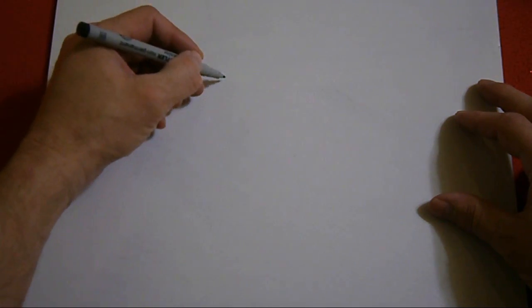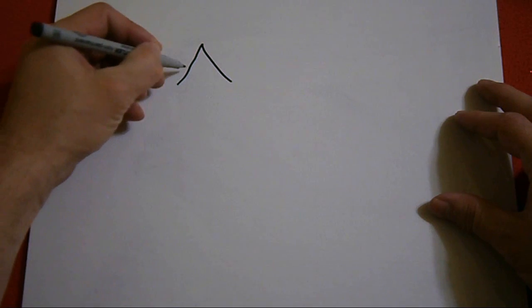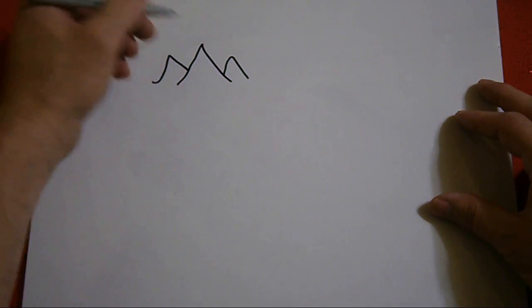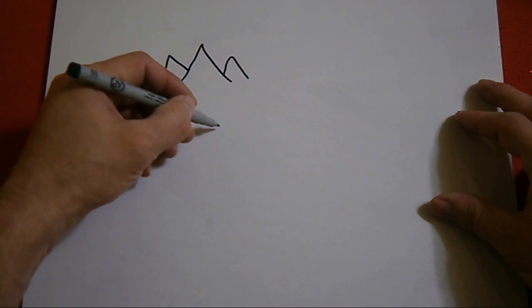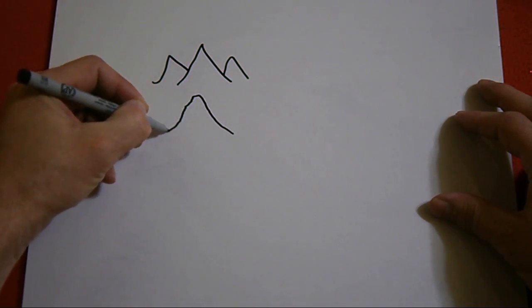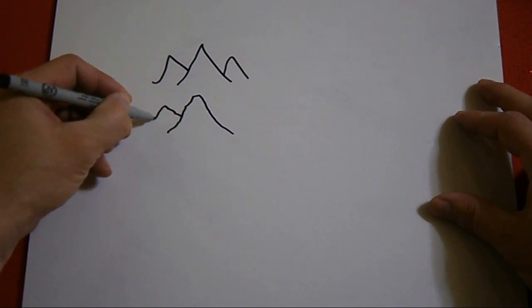Alright, let's go over some basics here. If we want to keep a consistency of drawing, it's best to start practicing, say, mountains, if you want them to be peaky like that, or whatever. Maybe you want them to be kind of like this.